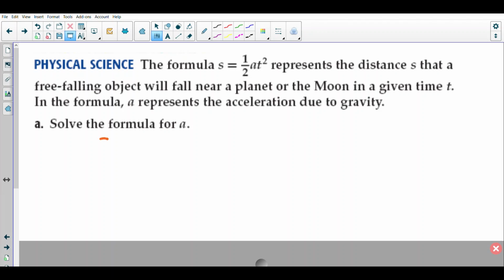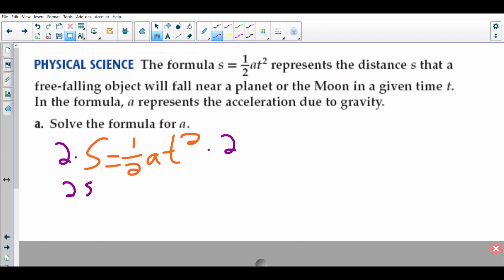So I have s is equal to 1/2 at squared. Luckily, it's all multiplication, and I don't have to isolate the t, meaning I don't have to get rid of the square. That's good news. But now I want to get rid of that 1/2 first. To get rid of times 1/2, I'm going to multiply by its reciprocal of 2 over 1, or just 2. So I'll multiply by 2 on both sides. So I get 2s is equal to at squared.